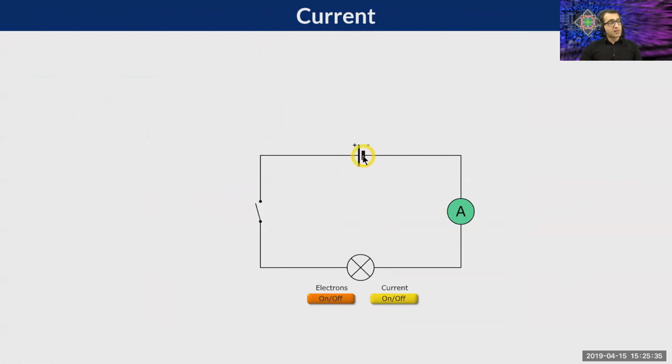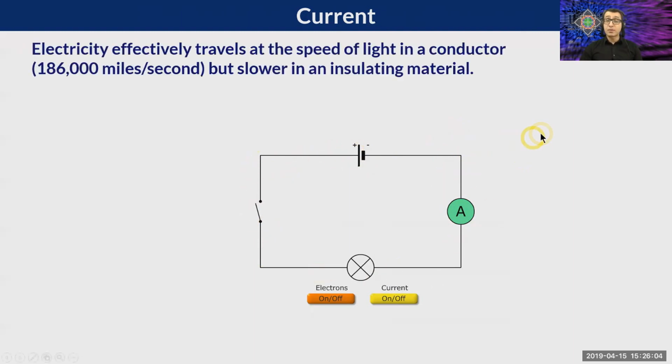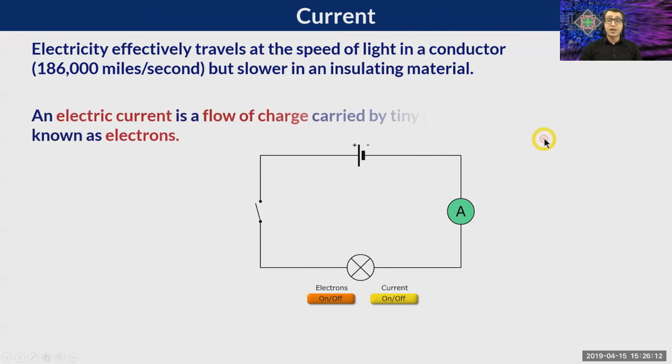Now, another one of these common misconceptions that I often run across is that electricity travels at the speed of light. Well, the energy transferred by an electric current around a circuit effectively travels at the speed of light, but the electrons themselves are moving relatively slowly. The electricity, which is the transfer of electrical energy, travels roughly at the speed of light in a conductor, like a metal, for example the wires in an electrical circuit, but much slower in insulating materials. An electric current is the flow of charge, and the charge in this case is carried by electrons.